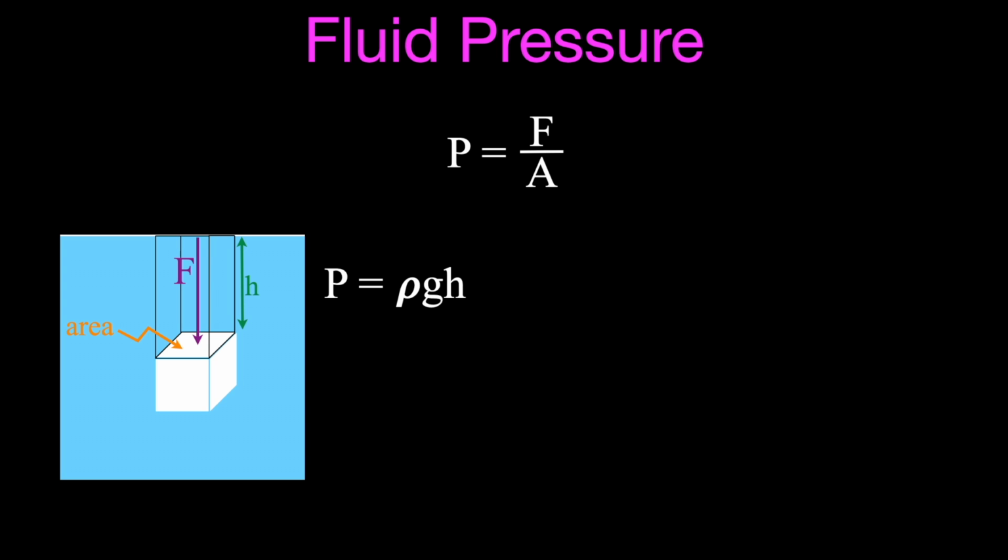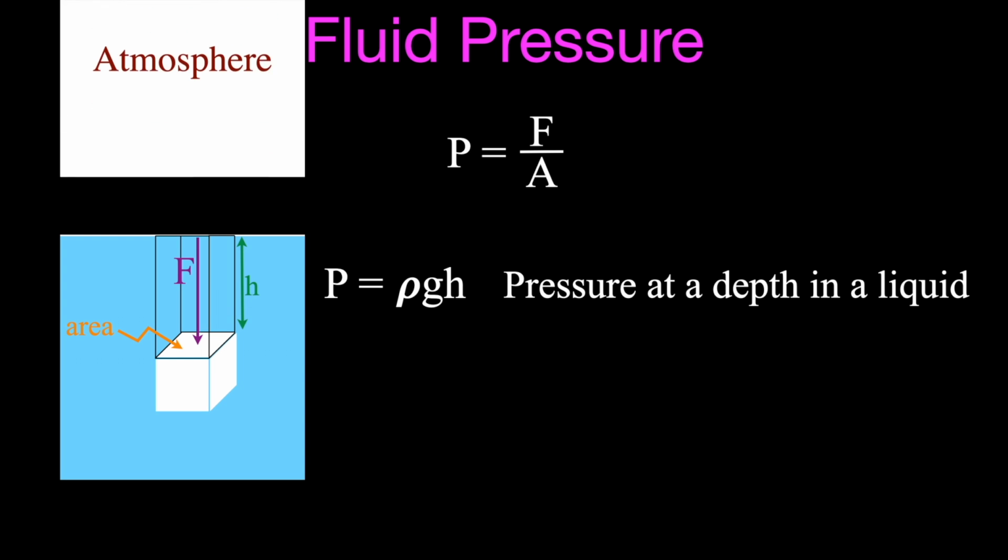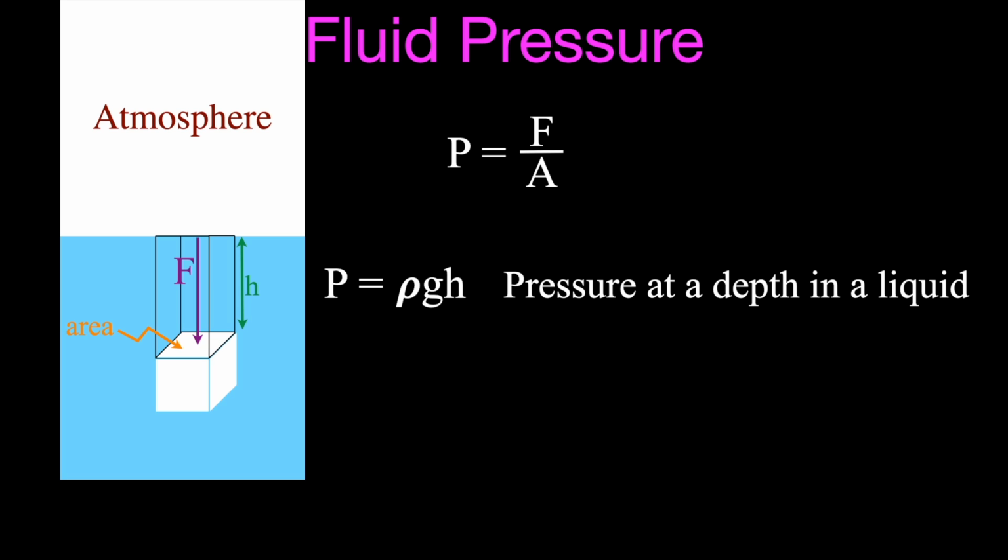Now, in addition to the liquid, on Earth, we also have this thing called the atmosphere. And the atmosphere gives us additional pressure. So when you're underwater, you have the pressure from the water, but you also have the pressure from the atmosphere. So in order to get the total pressure, we're going to use this equation. And this equation simply says that the total pressure is equal to the pressure from the atmosphere.